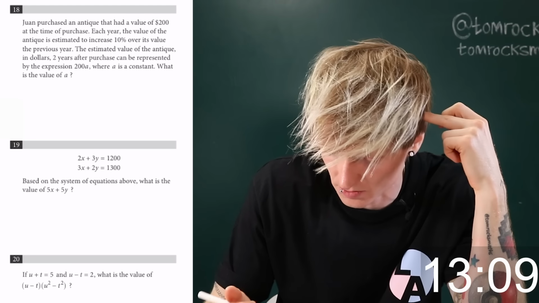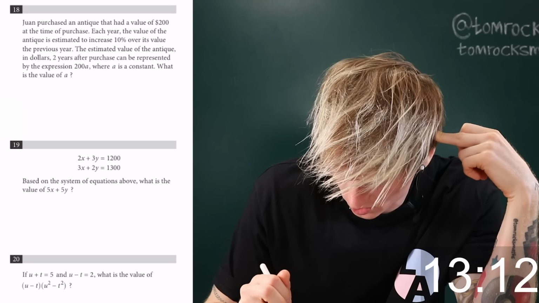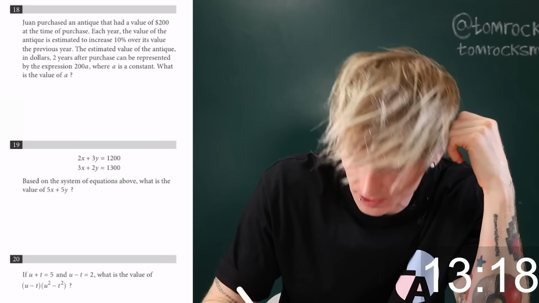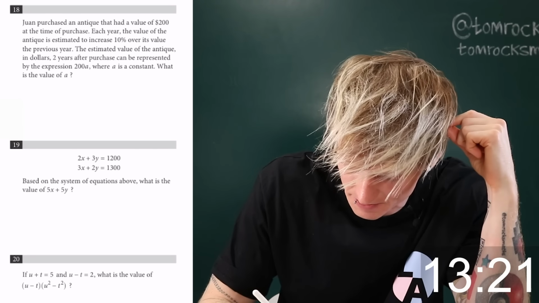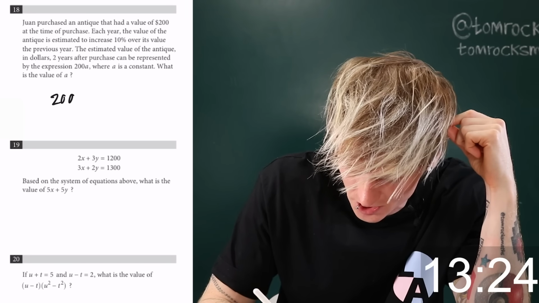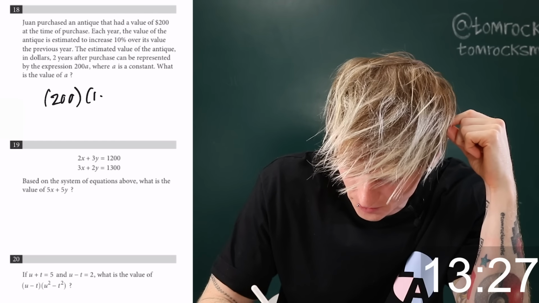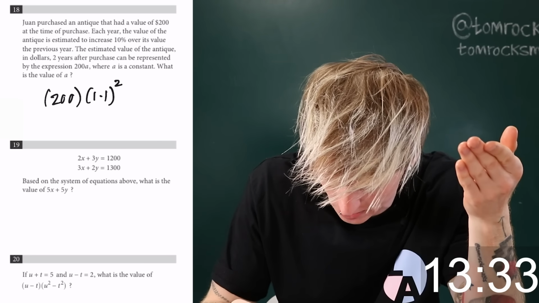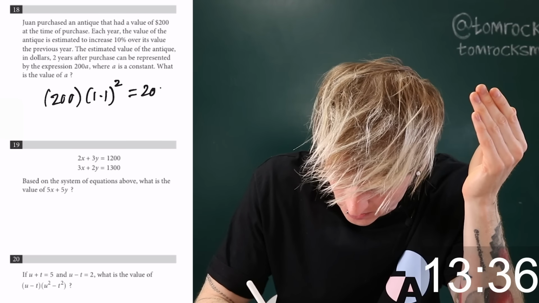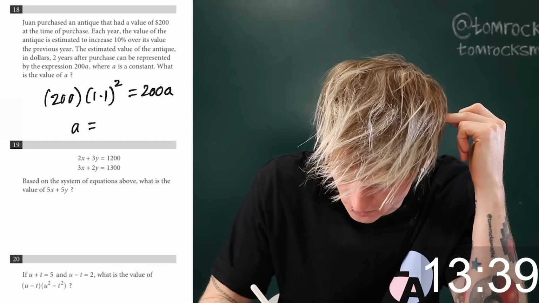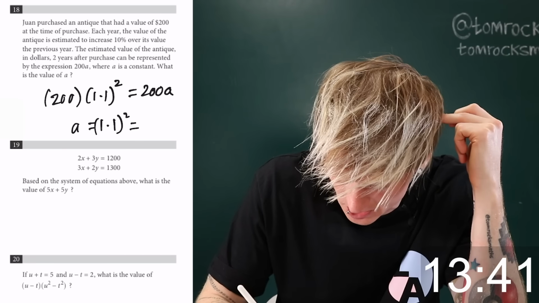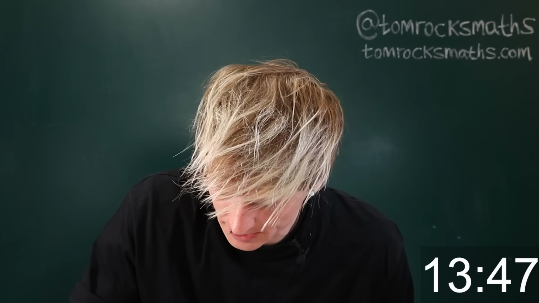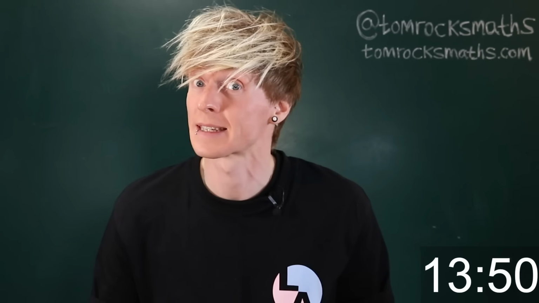So the estimated value is represented by the expression 200a. Okay, so it was 200 when he purchased it. Let's just write the 2-year formula rather than the general one to keep it simple. So it's 200. Then after 1 year, it's multiplied by 1.1. It's squared, of course, because he's had it for 2 years. Yes, good. And that's got to equal 200a. So a is 1.1 squared, which is 1.21, because you do 11 squared, divide by 10. Okay, so a is 1.21. That's my answer in the box.